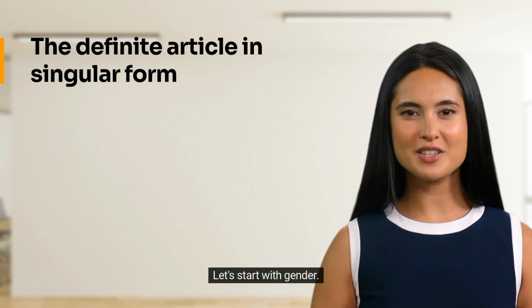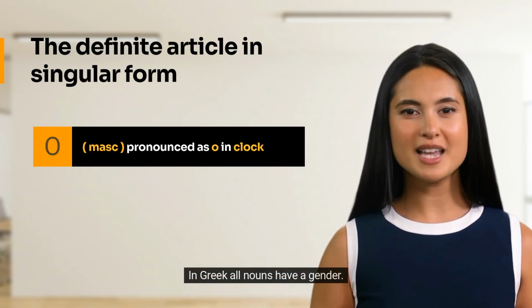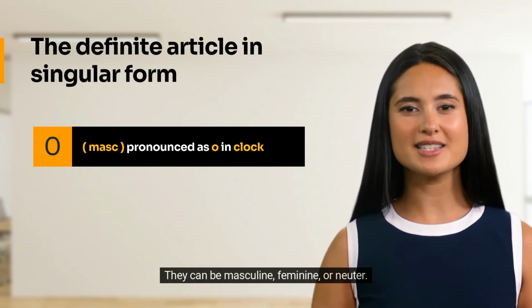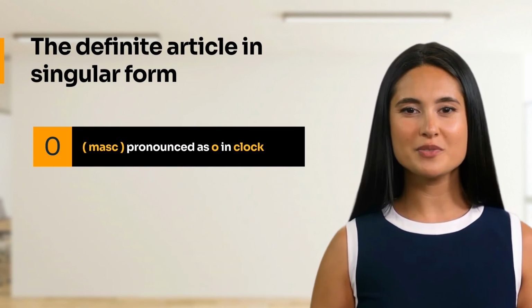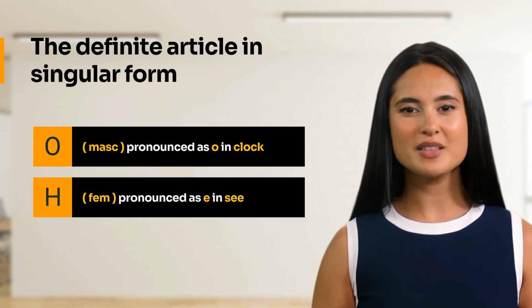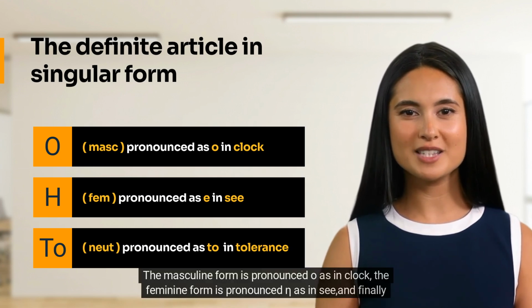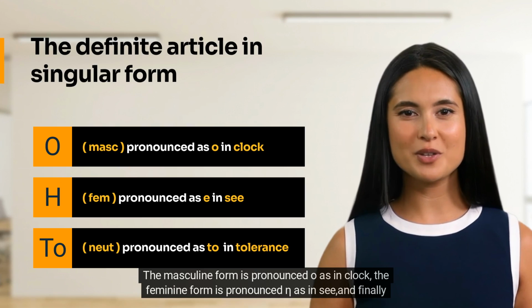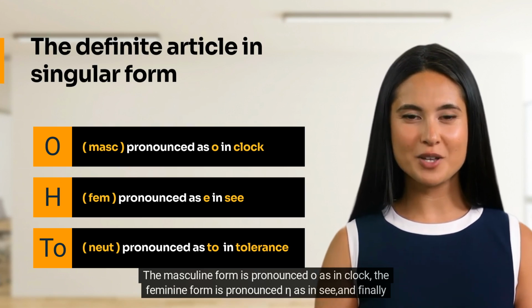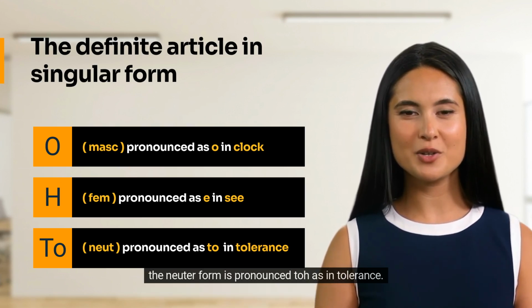Let's start with gender. In Greek, all nouns have a gender. They can be masculine, feminine, or neuter. And guess what? The definite article changes to match the gender of the noun. The masculine form is pronounced O as in clock. The feminine form is pronounced E as in sea, and finally, the neuter form is pronounced to as in tolerance.